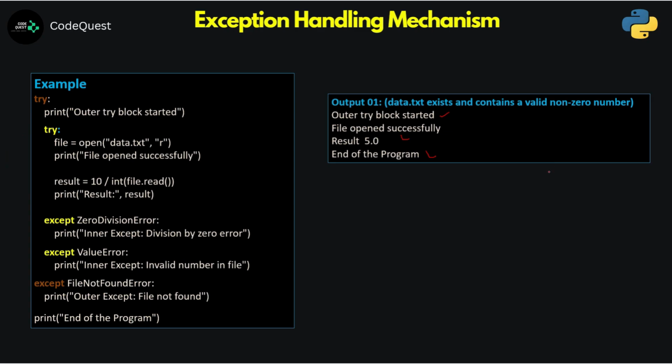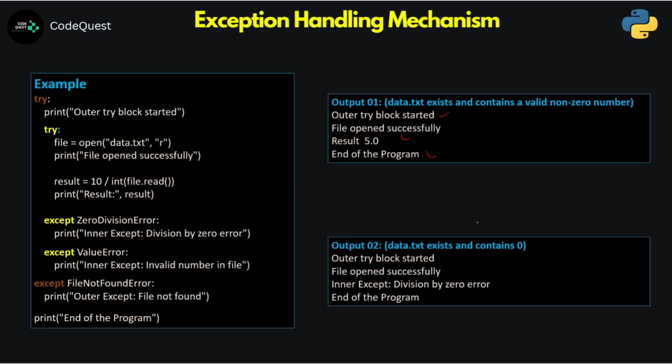Now let's look into another case, the second case, where this data.txt file exists, but the content it holds is a 0. So once again, what will happen? The outer try block starts here, so I get outer try block started. Now because this file exists, it is successfully opened, so I get this message also, file opened successfully.